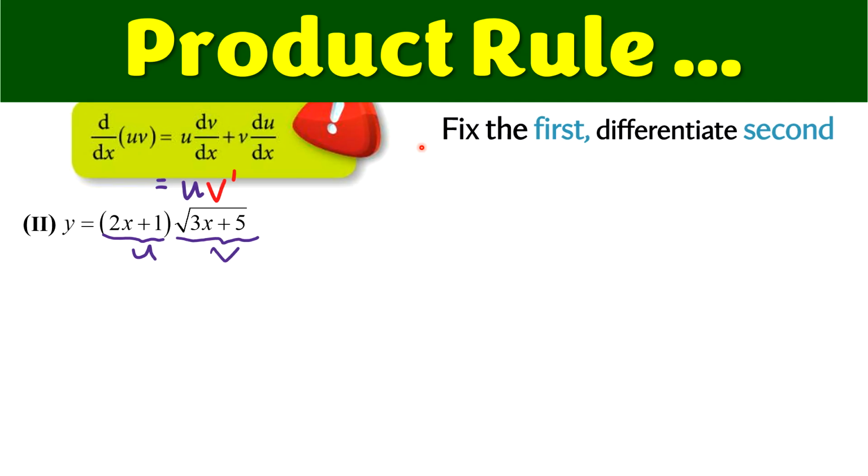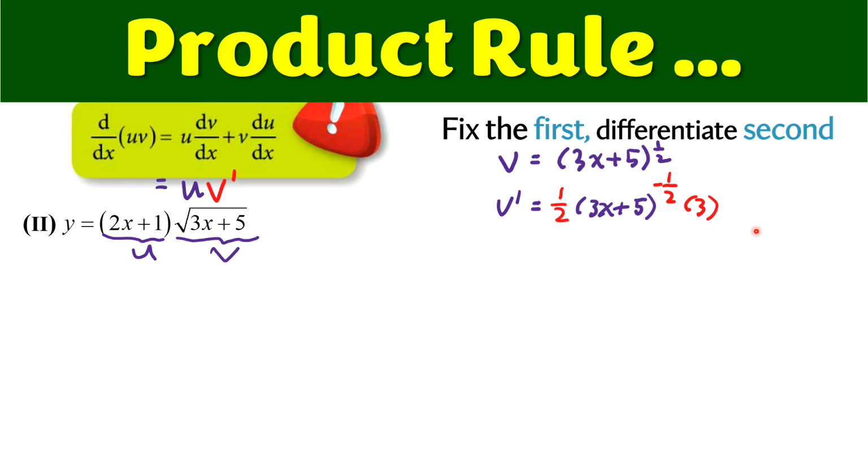Since I need to find v prime, my v is equal to 3x plus 5 to the power of half. So again, to find the derivative, I'm going to apply chain rule. So to do this, I bring down the power, differentiate the outside, then the index I subtract by 1, which is negative half. Once I'm done with this, I need to differentiate the insides. So this will give me 3.